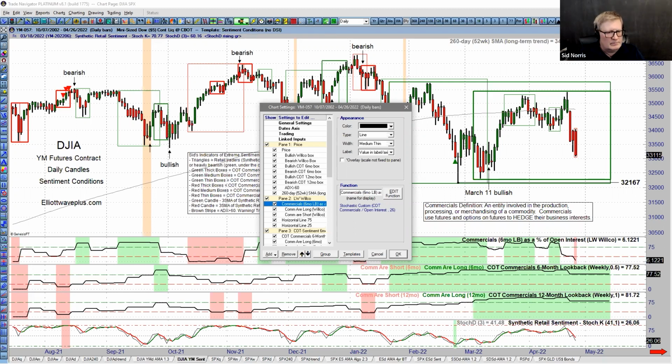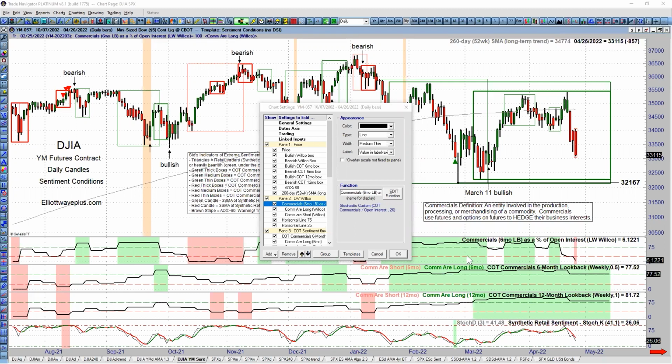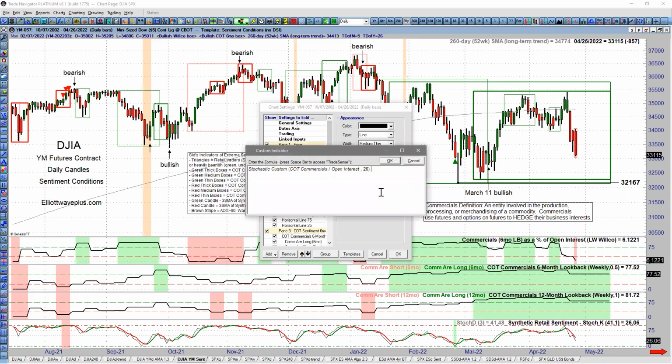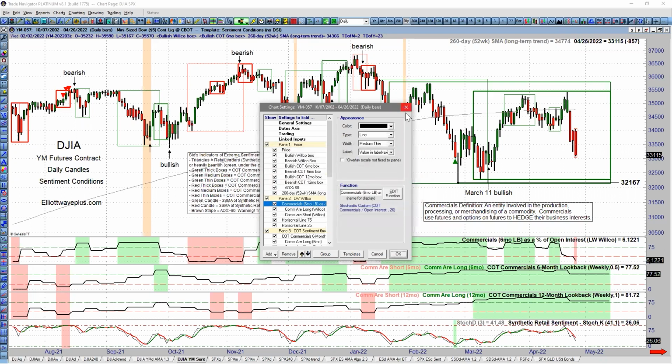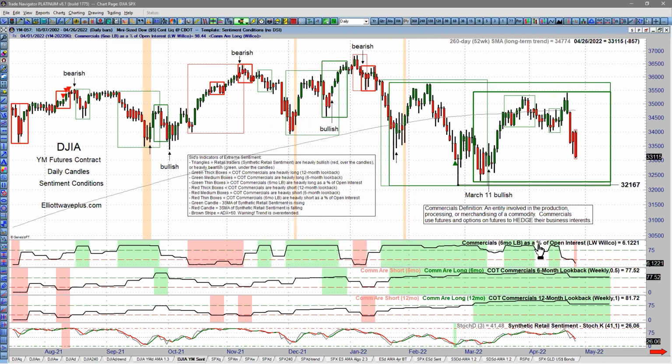And he showed the actual formula in the book. It was around page 90-something, that you could use in Trade Navigator, and that's what I'm using here. And what this is, is commercials as a percent of open interest.